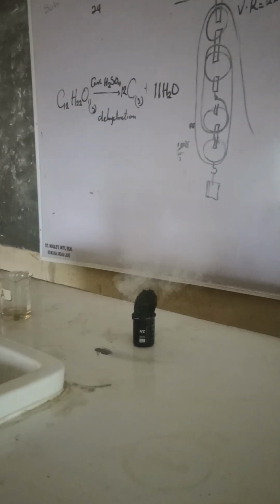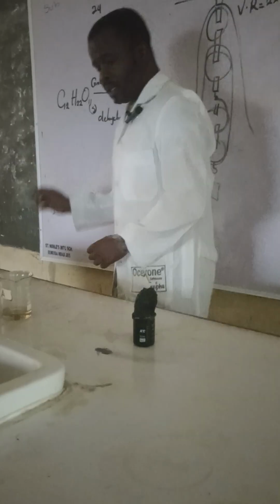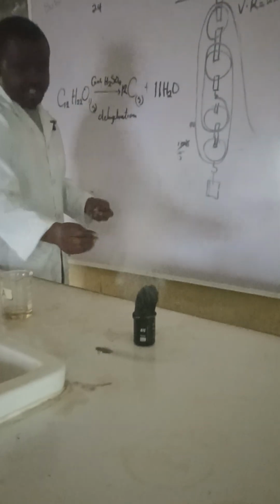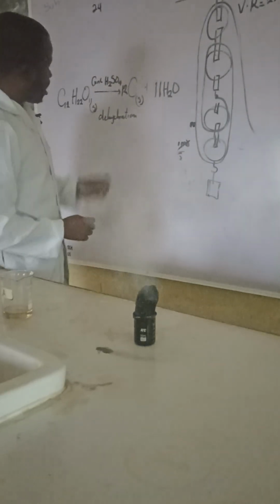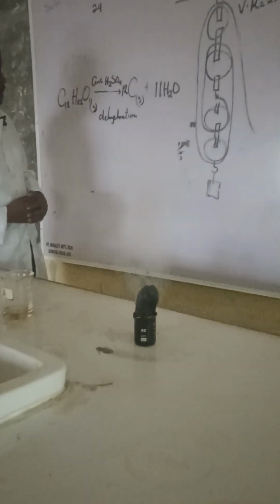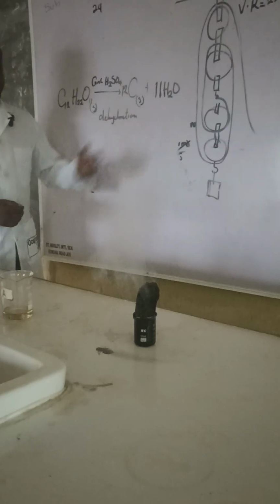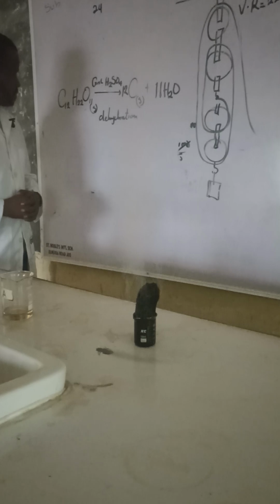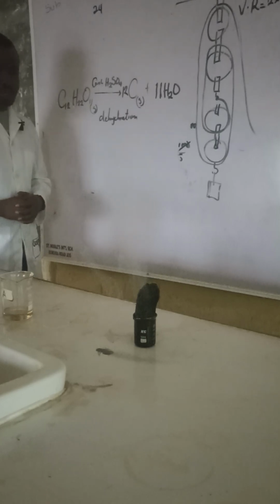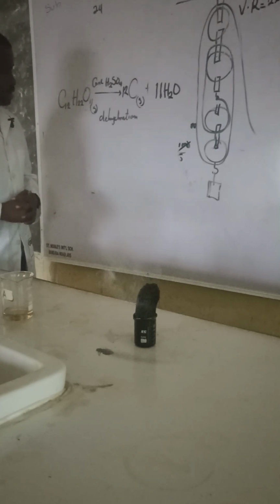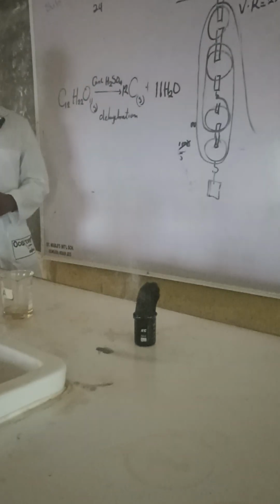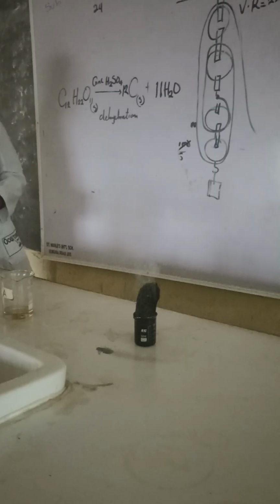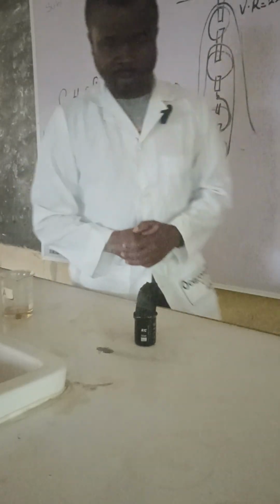So the reaction continues gradually. It's very exothermic. It seems almost as if the heat generated is even burning some of the sugar charcoal. And 11 moles of water is produced inside the beaker. So this is how you produce sugar charcoal. That's how sugar charcoal is produced.